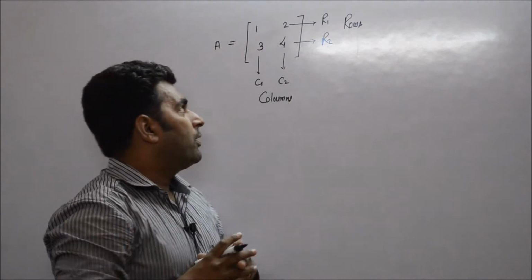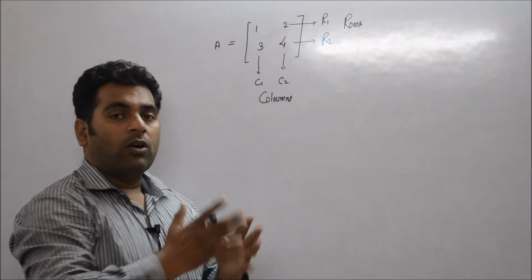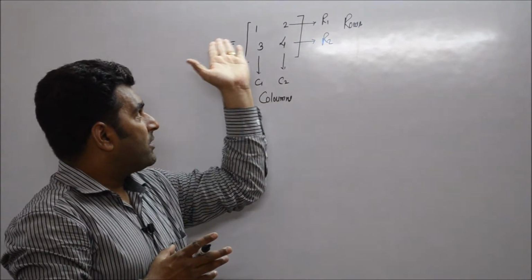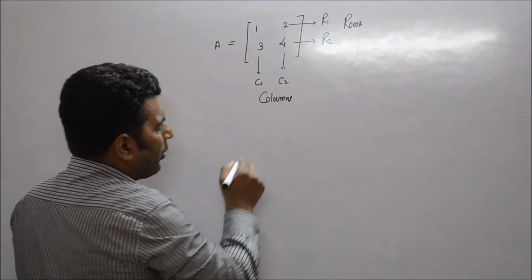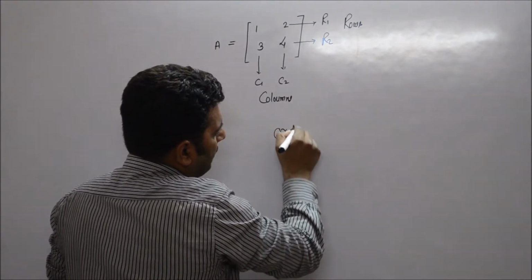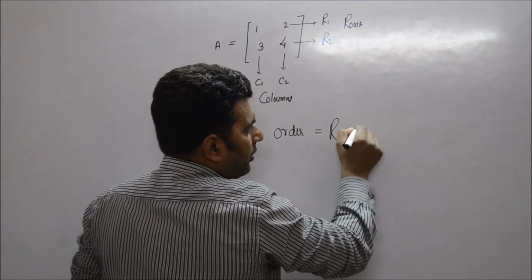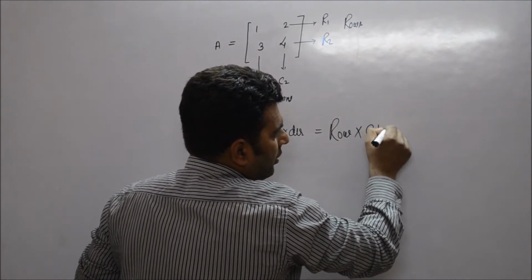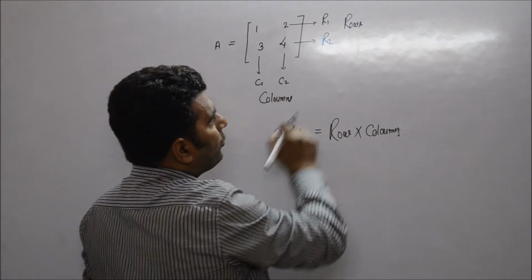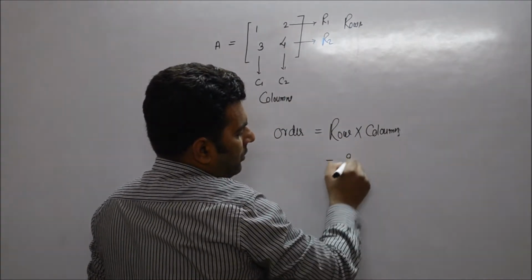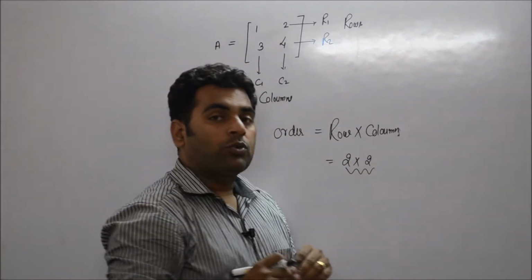So in short, matrix is a rectangular arrangement of numbers, may be real or complex, and in matrix horizontal lines are known as rows and vertical lines are known as columns. Then a very important word comes into effect, that is called order of matrix. Order of matrix is defined by rows and columns. If we talk about this matrix, then how many rows are here? 1, 2, so 2 rows, and how many columns? 1, 2. So order of this matrix is 2 by 2.